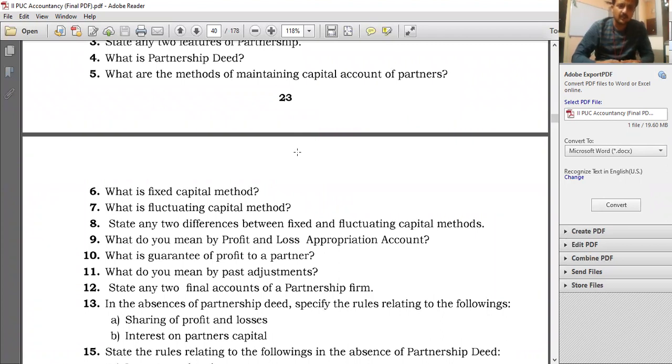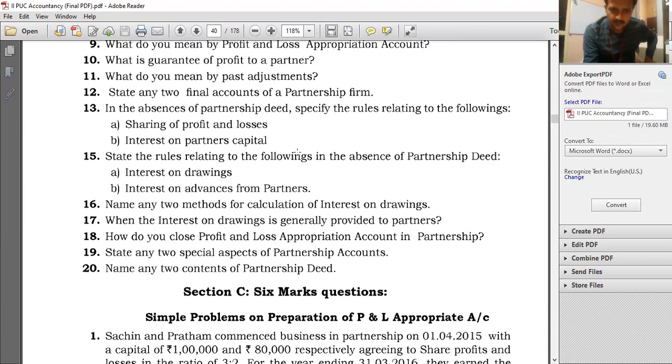Then next, what are the methods of maintaining capital accounts? That is fixed and fluctuating. You can easily write. What is the fixed capital method? There may be a question out of these two. It is a method under which the capital of the partner remains fixed. It will not change because there will be a dedicated account to record the adjustments, that is the partner's current account. And under the fluctuating capital method, the capital changes from year to year because there will be no dedicated account. All the adjustments are made to the capital account only. The same you can write in differences.